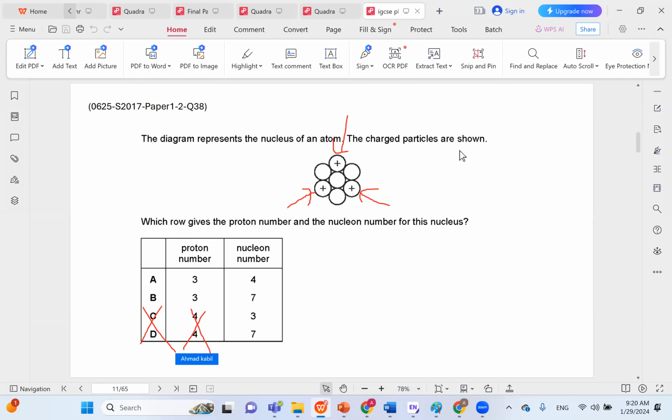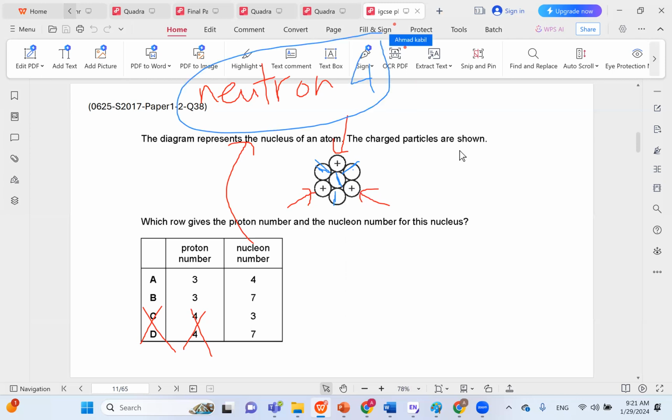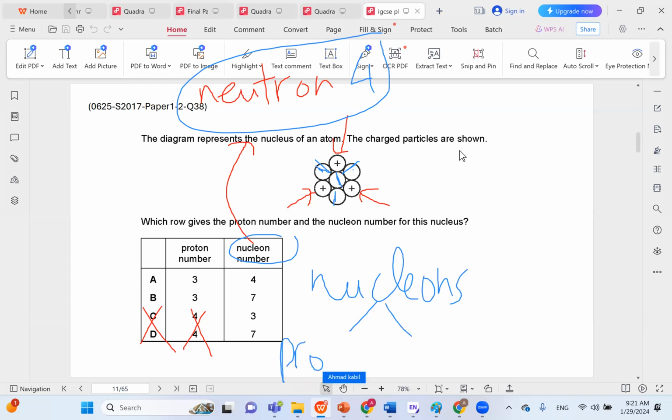What about the nucleon number? Beware, because you might have misread this as neutron. Neutrons are the neutral bodies inside the nucleus. And how many neutrons do we have? We have 1, 2, 3, and 4. So we have 4 neutrons. But this is not the correct answer because they're not asking about neutrons. They're asking about nucleons. So nucleons are the summation of protons and neutrons.